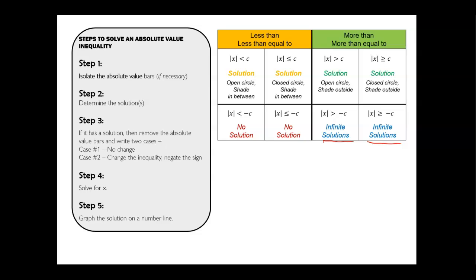But first things first, step 1, isolate the absolute value bar. Step 2, determine the solutions. Use this little table to help you. Step 3 are the 2 things I told you. One of them doesn't change, but the other one changes the inequality sign. It flips it, and then it negates the sign. The positive, negative sign changes. Then you solve for x for both of your inequalities, and then you graph it on the number line.